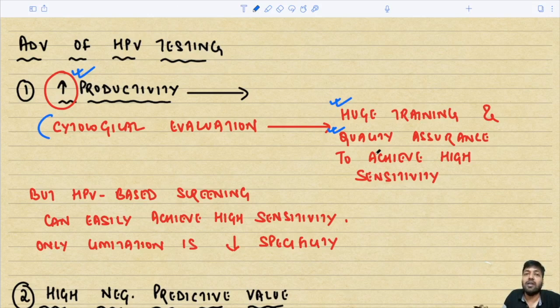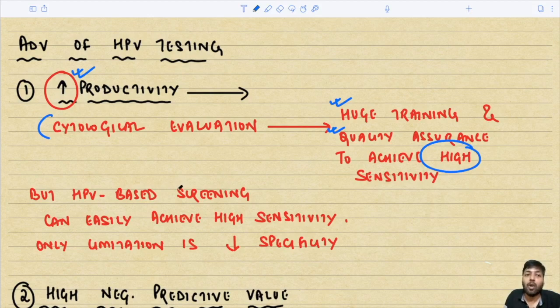Okay, so even a cytotechnologist has to be trained so as to screen all these slides. So you need some kind of training for cytological evaluation. Plus, quality assurance has to be there, and this is very much required to achieve a high sensitivity, as we already know that the cytological evaluation has a low sensitivity. So to increase the sensitivity, we have to have good training, and a good quality assurance program has to be in place, and this is the requirement for cytological evaluation.